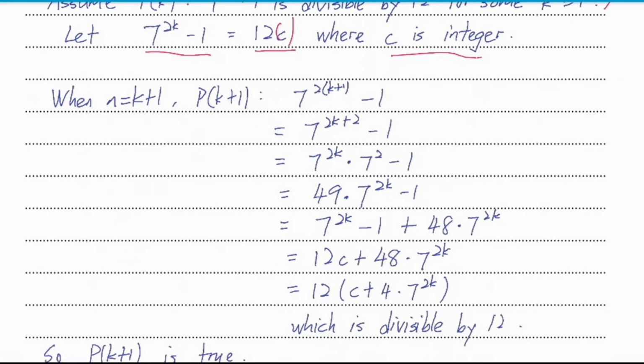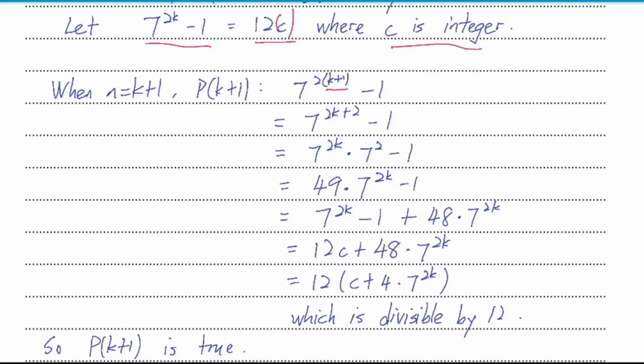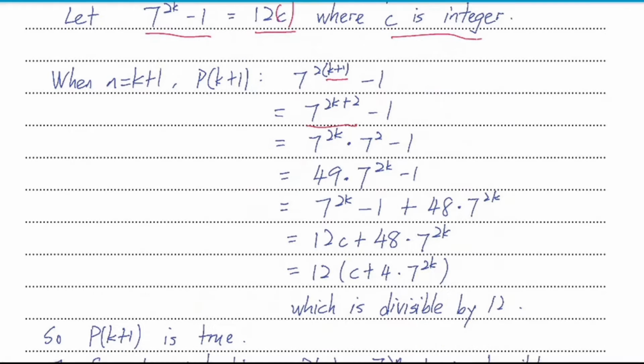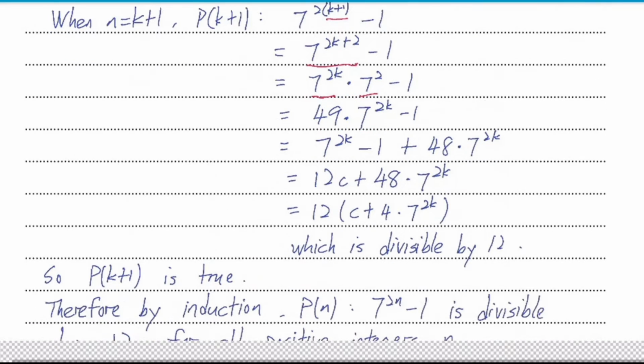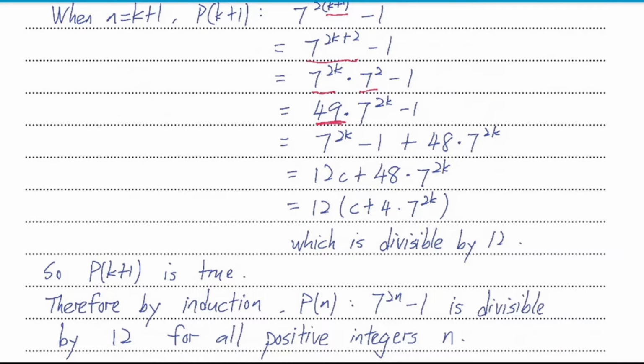Now it's to prove the case for P(k plus 1). We replace k plus 1 into the n, and then we try to split the terms. From the 7 power 2k plus 2, we split the terms until we get 7 power 2k multiplied by 7 squared, which is 49. For the 49 of the 7 power 2k, we split them. One of the 7 power 2k we pair with a minus 1, and the other one we just leave there.